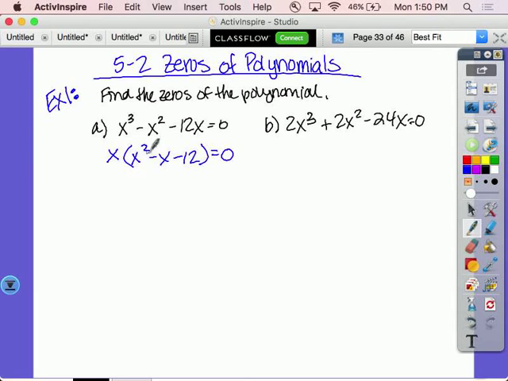It's a quadratic, so we look and see there's nothing in front of the x squared. Is there something that multiplies to negative 12 that adds to negative 1? Negative 4 and positive 3. So we're going to have x minus 3. Wait, y'all said negative 4 and positive 3. So x minus 4 and x plus 3, and don't forget that original x that we took out. So we factored.